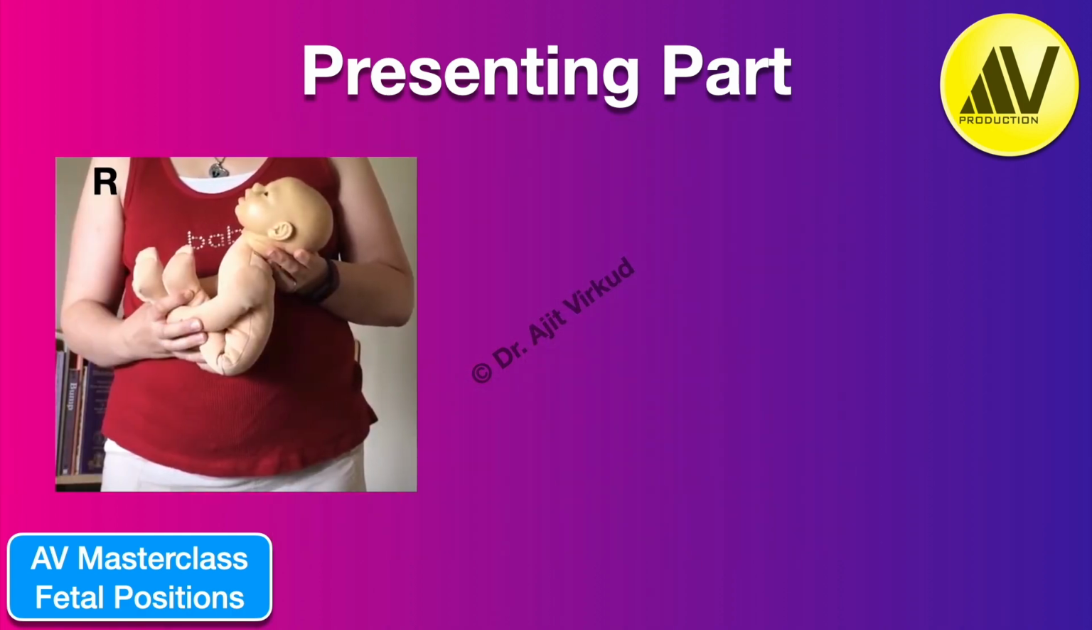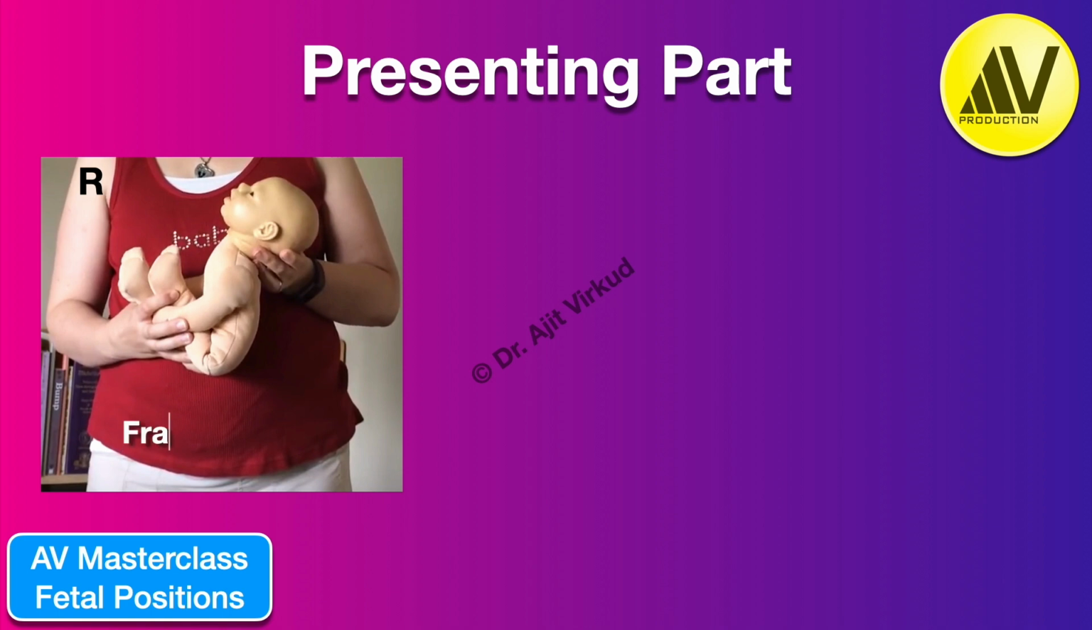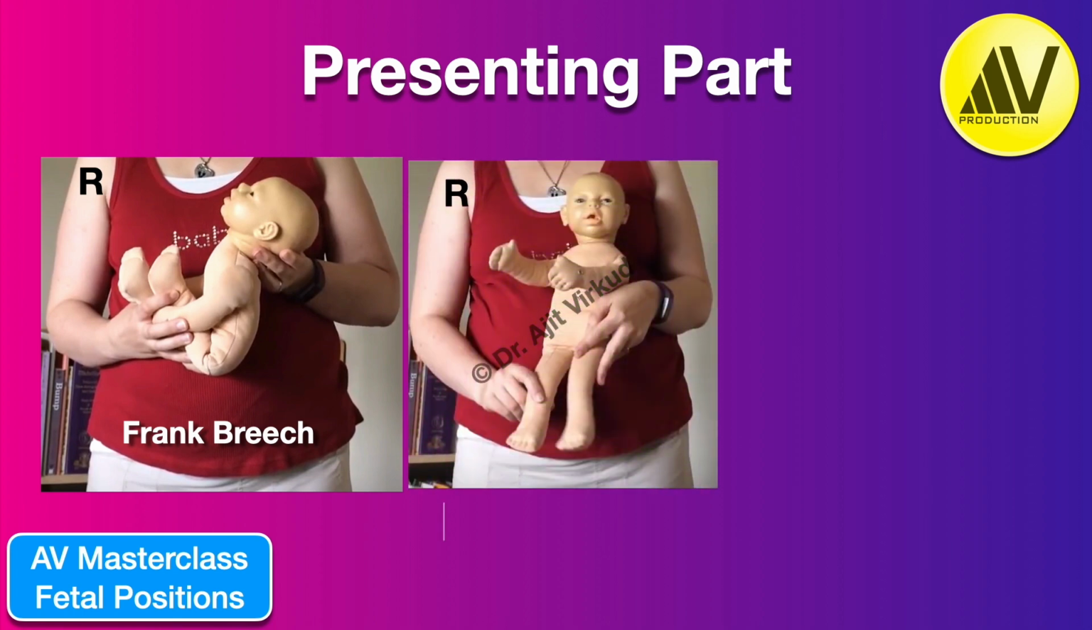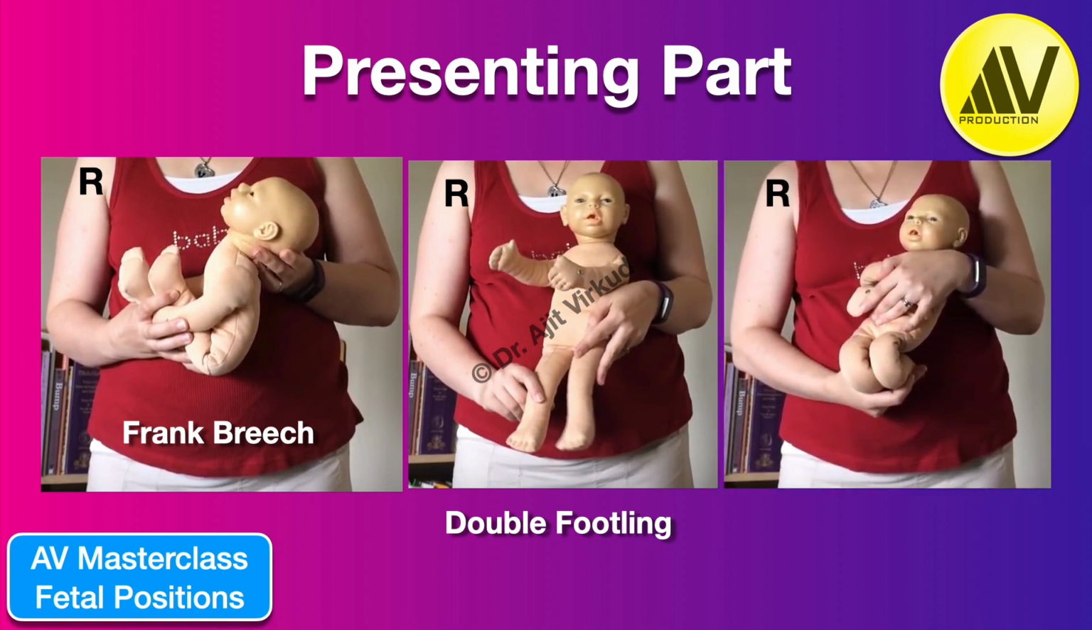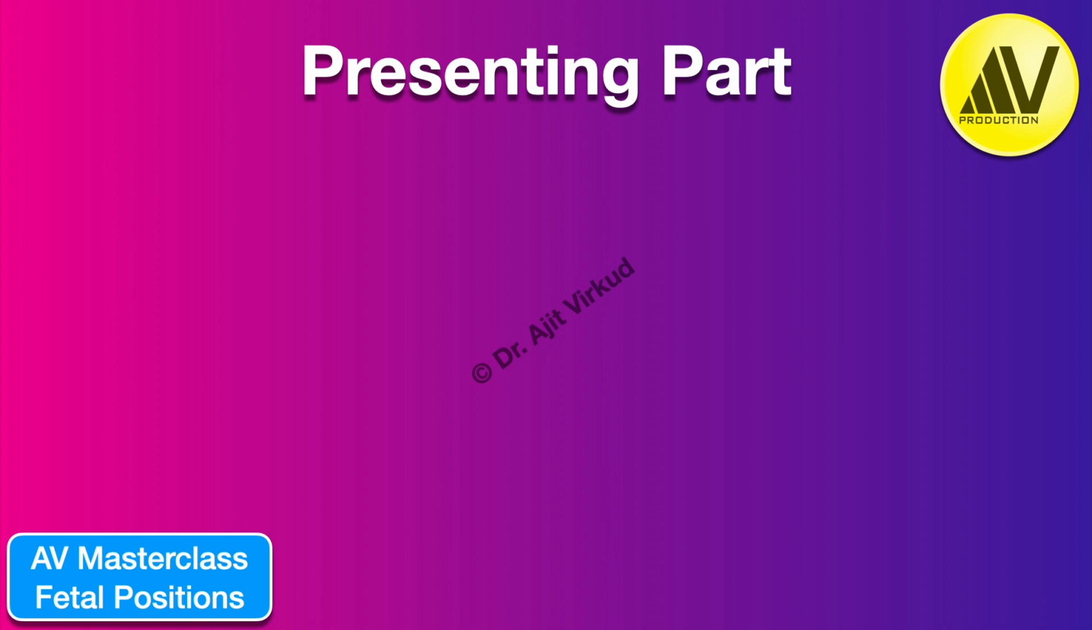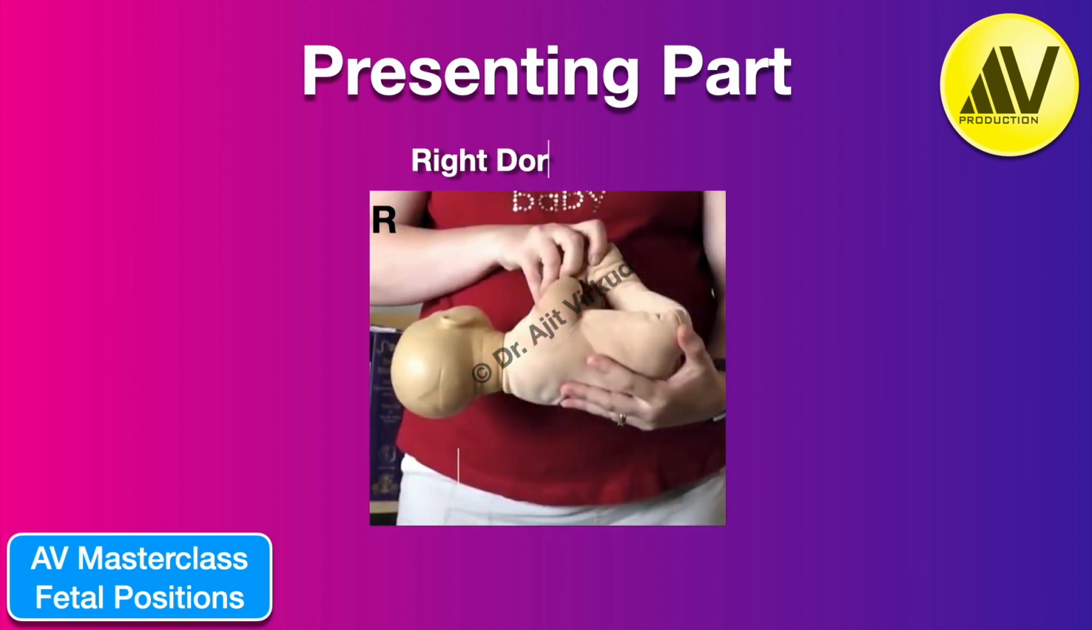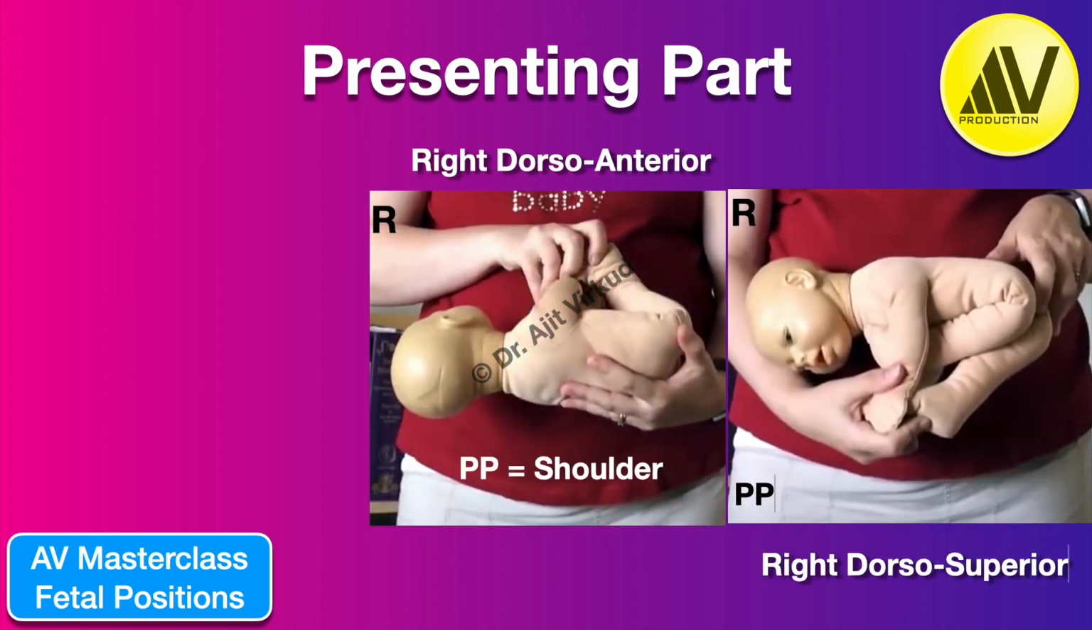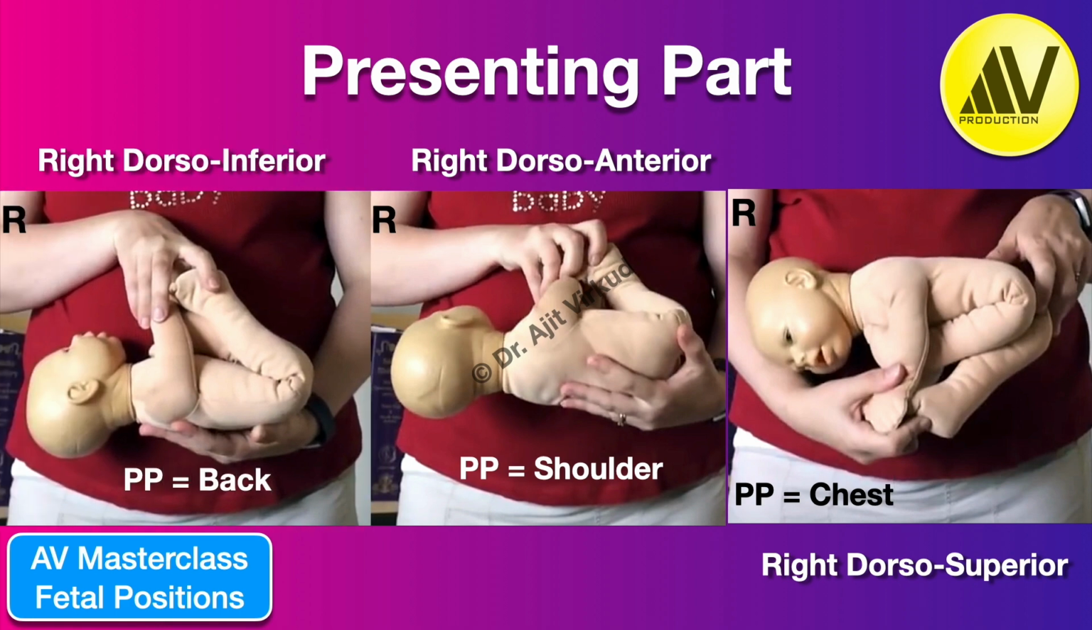In breech presentation, the different presenting parts can be buttocks in frank breech presentation, both feet, genital organs, and buttocks in complete breech presentation, or they can be single or double footling or single or double kneeling in the rare incomplete types of breech presentation. In shoulder presentation, the presenting part can be shoulder, chest, back, or rarely a hand in hand prolapse.